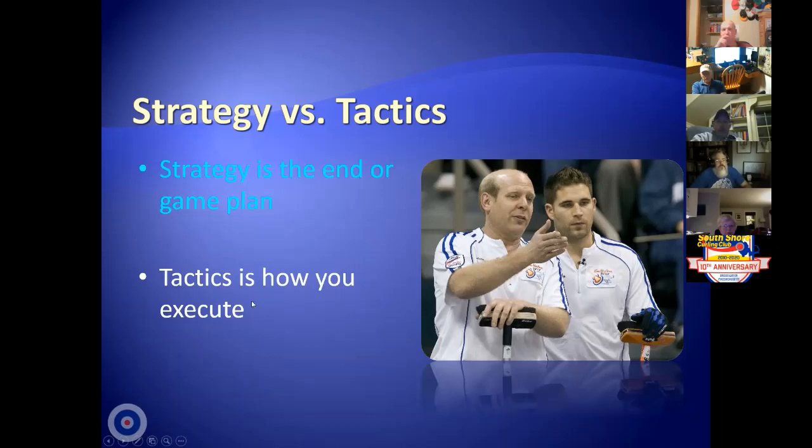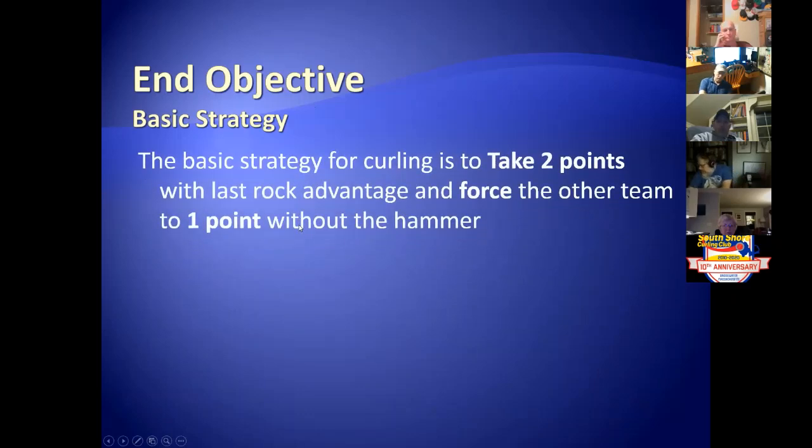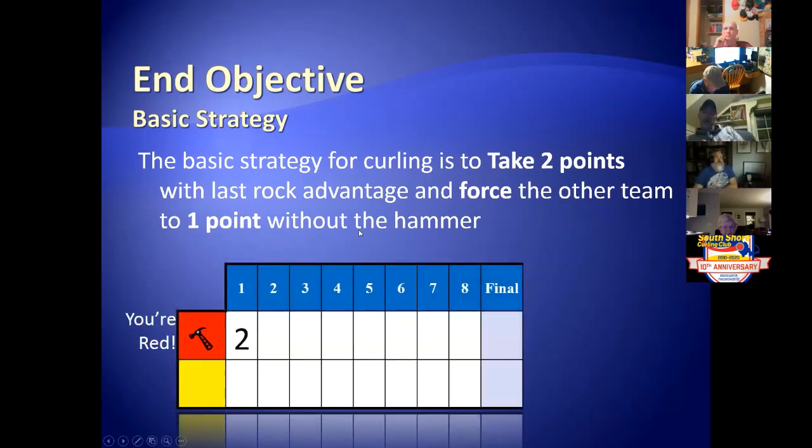So strategy is the plan, tactic is how you execute. Okay, so the basic strategy for curling is to take 2 points with the hammer and force the other team to 1 when you don't have the hammer. I think that's been told to us since day 1 of curling, but I don't know if it necessarily was explained why, and we're going to show you. So you're the red team, and this is the scoreboard.